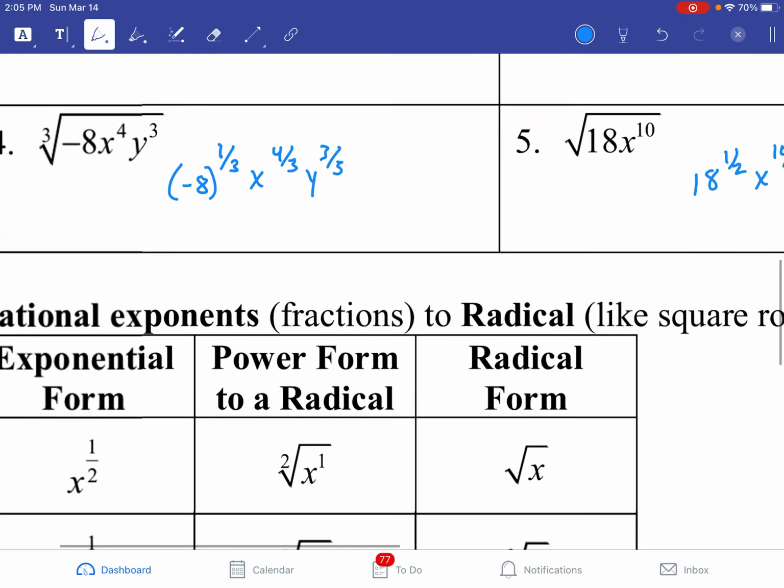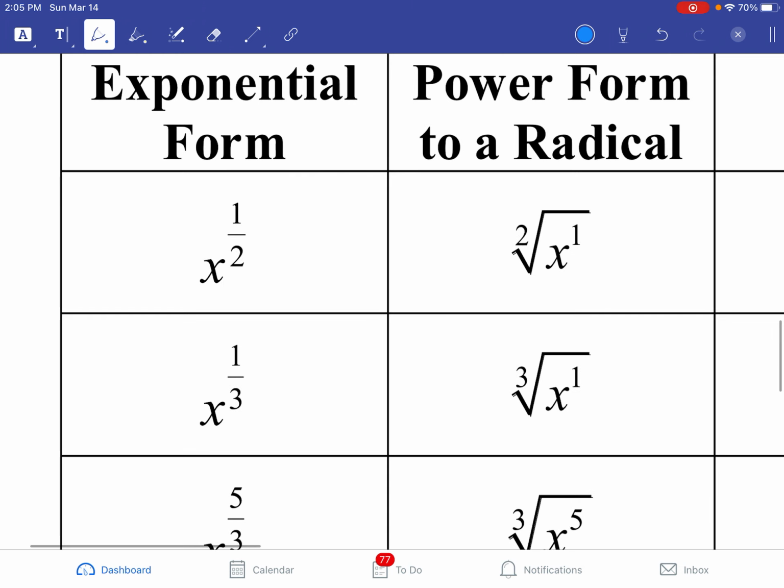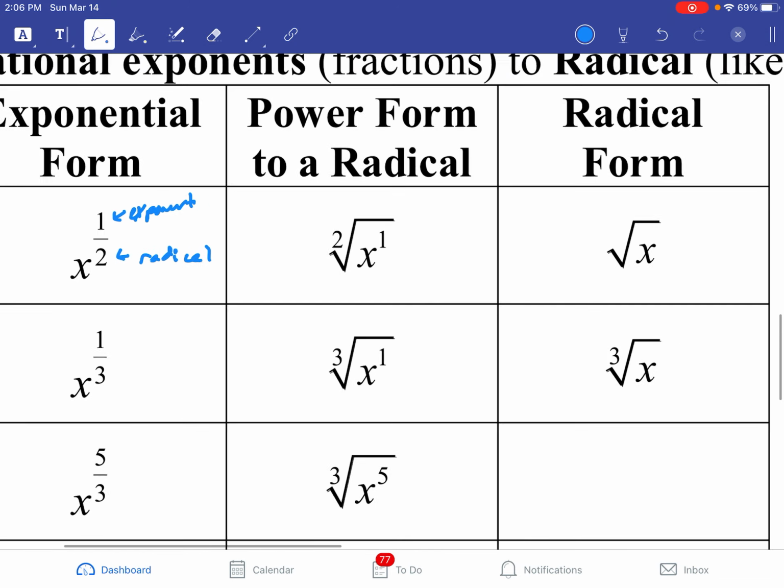Now we want you to show the other ways as well. So if you were given a fractional exponent, how do you make it into a radical? Okay, the same thing applies just to reverse. Okay, the numerator is your power, your exponent, and the denominator is your radical. Okay, so you're just going to go reverse.